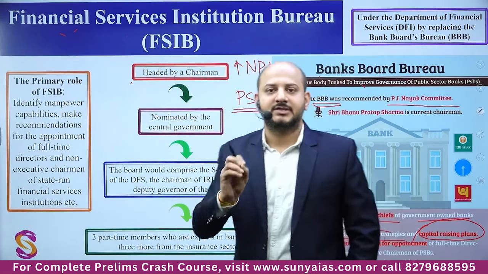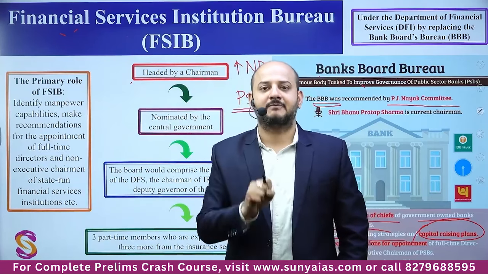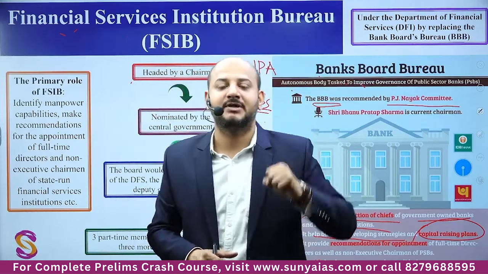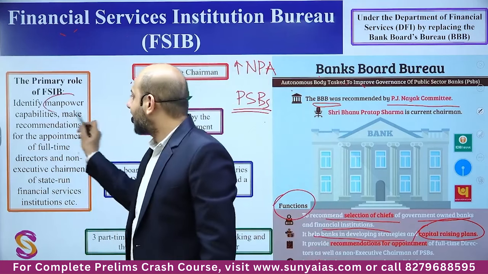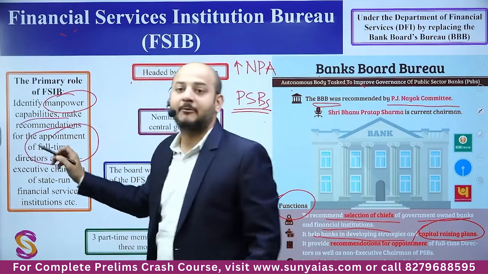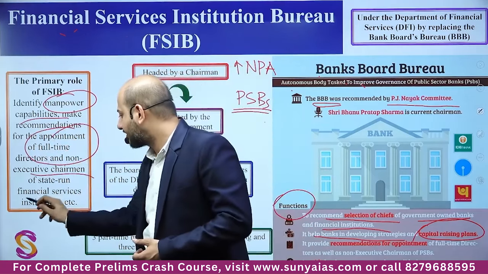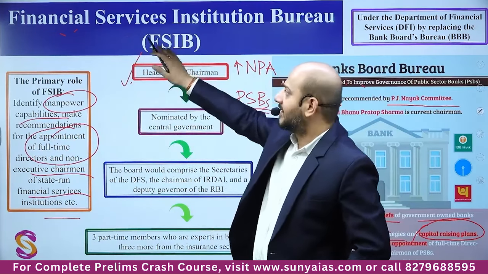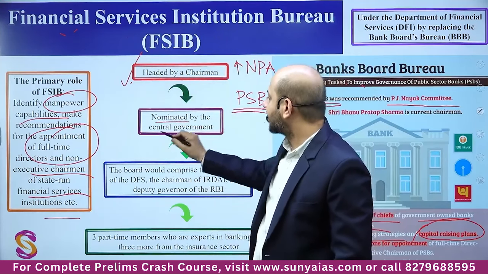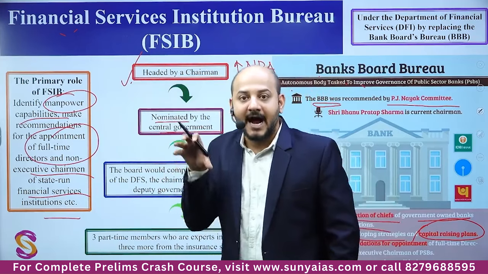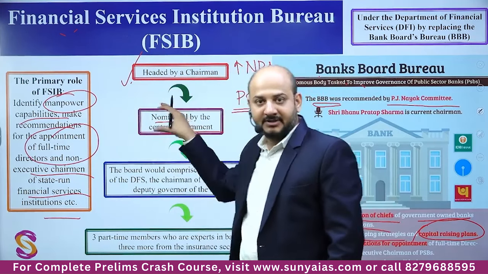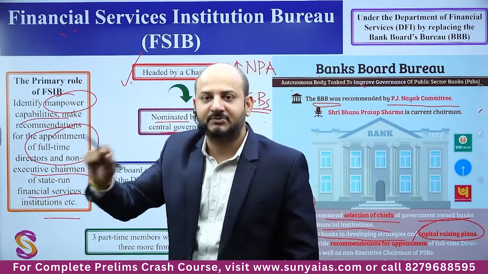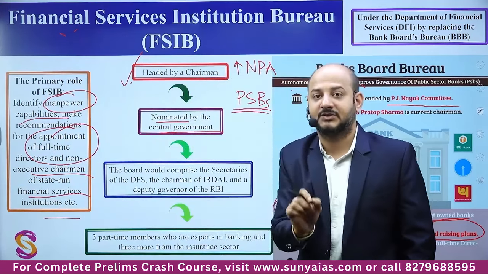Now, primary role, let students understand. What is the primary role? Primary role is about manpower management. Here also you can see that previously this body was doing selection of the chiefs of the banks, basically how the top management is going to work. Here you will find identifying manpower capabilities and making different kinds of recommendations for the appointment of full-time members, executive chairman of state-run financial services and institutions. Now, the chairman of the FSIB will be nominated by the central government. This chairman will be heading and recommending who is going to head different banks, the top management of different public sector banks. Understand, students, public sector banks.